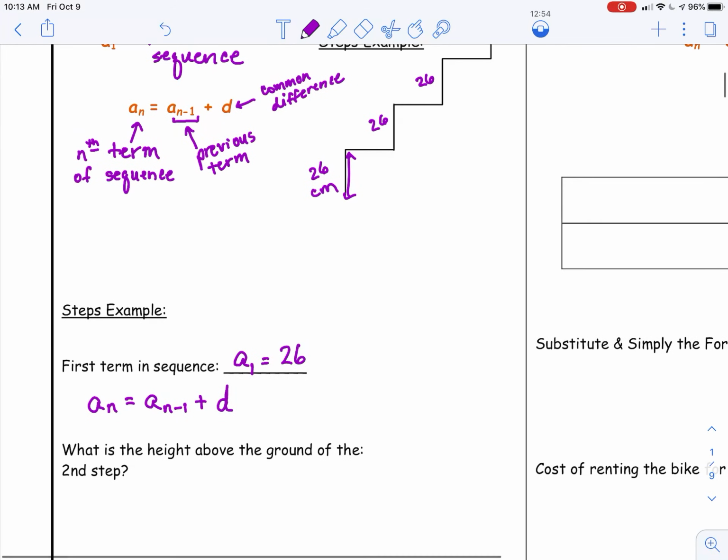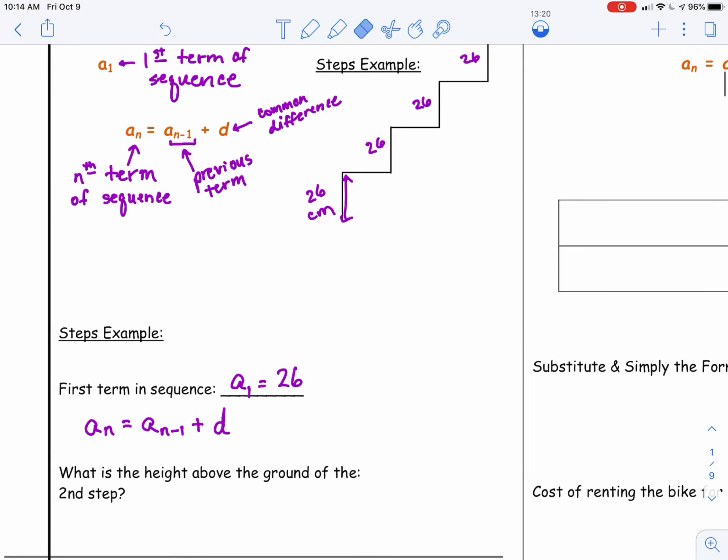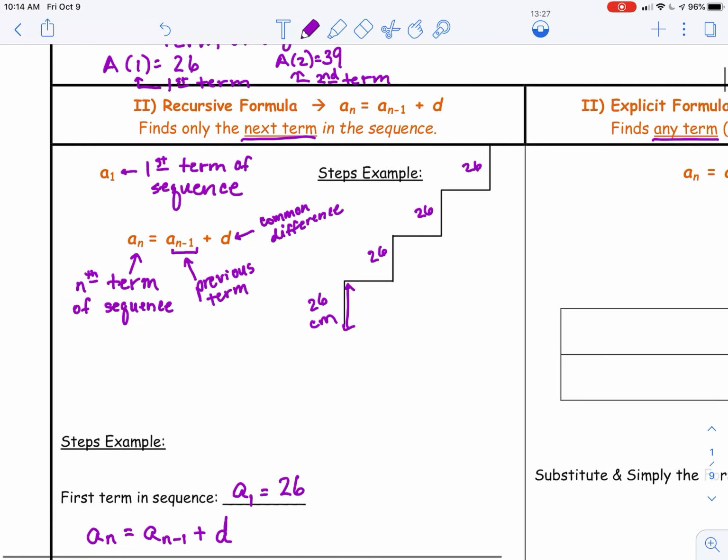Okay, and the question here is, what is the height above the ground of the second step? So now what we're looking for is, well, what is this height? Well, you would just say, well, it's 26 times 2. That's easy, right? So you already know what your answer is going to be here, but let's use the formula because sometimes we don't have a nice picture. We don't really know what is being represented. We're just given a sequence of numbers and we have to figure some things out. And sometimes some of the terms are missing and you have to know how to find those.